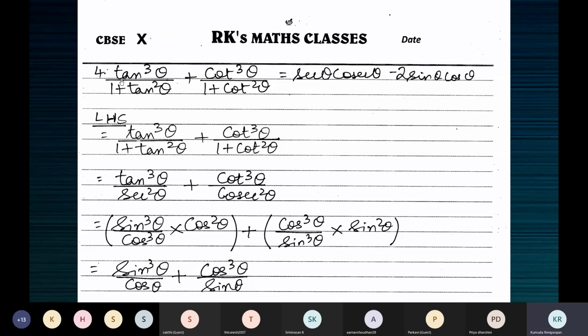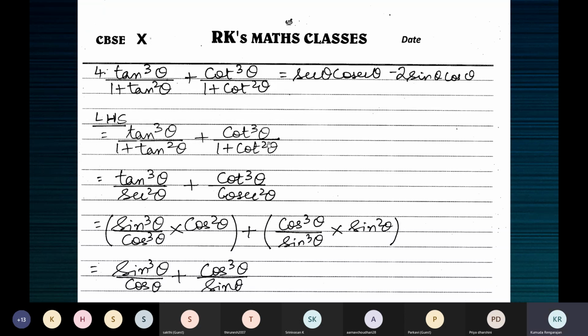So we need to prove that this one is equal to secant theta cosecant theta minus 2 sin theta cos theta. Let's take up the LHS. You can see directly that in the denominator we have 1 plus tan square theta, so write it as secant square theta. 1 plus cot square theta is cosecant square theta.